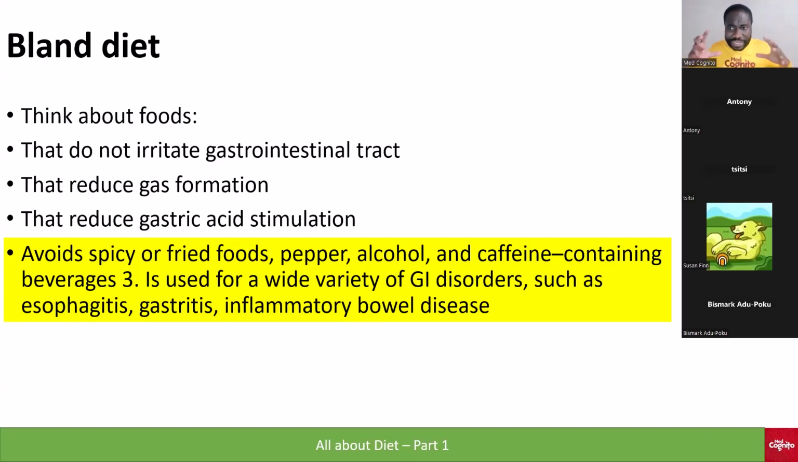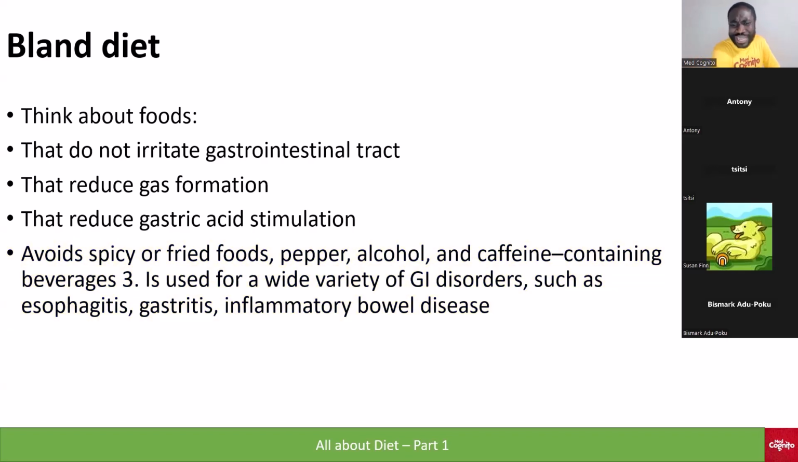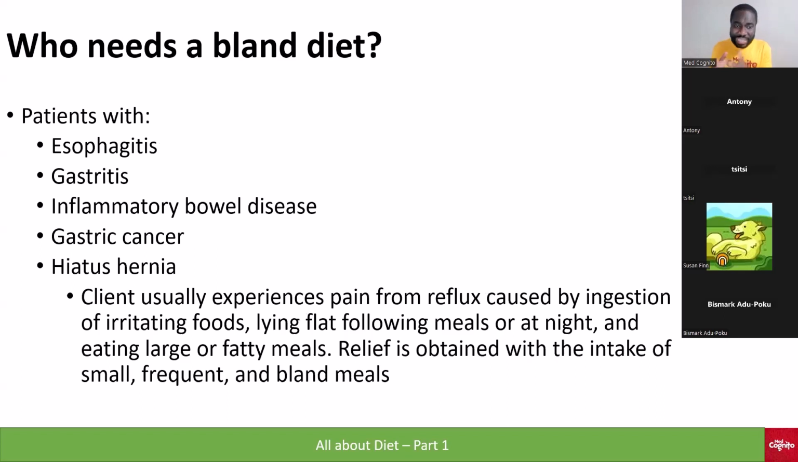Please, is it making sense now, especially with the explanation? Because you don't want to give somebody with esophagitis or gastritis something with spice. Oh my goodness, then you've really hurt the person. So, as I said, esophagitis, gastritis, inflammatory bowel disease, even clients who have gastric cancer as well. Gastric cancer. And even clients who have hiatus hernia.